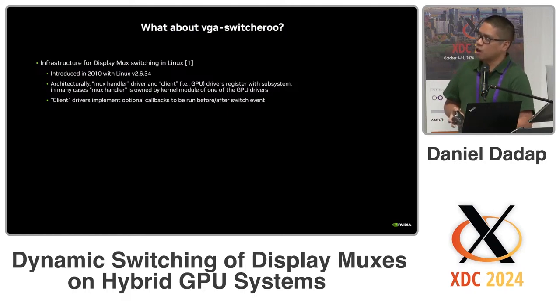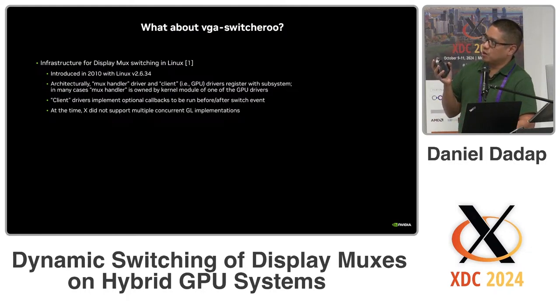There are optional callbacks that clients can implement to be run before and after the switch. Those can be used for the sorts of things I was talking about, for coordinating certain events during the switch process. And that looks great. Why don't we use it? Well, here's where we start running into trouble. And this is going to be the source of a lot of our challenges here.